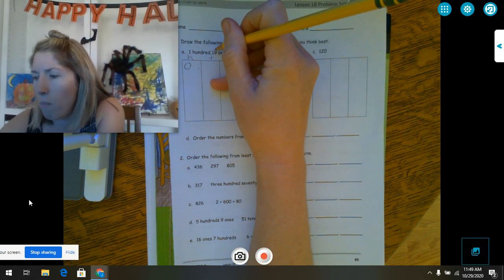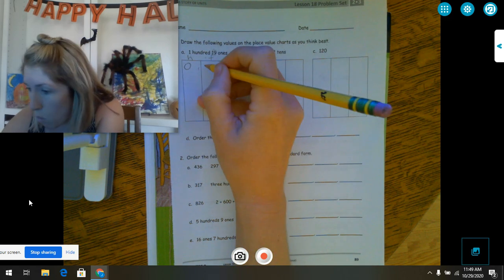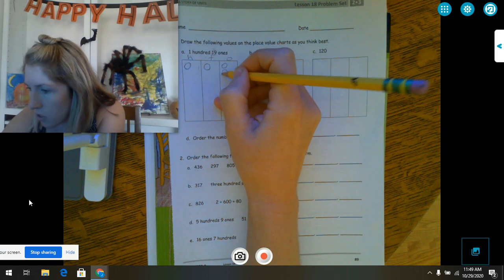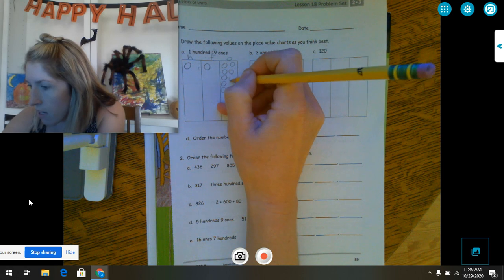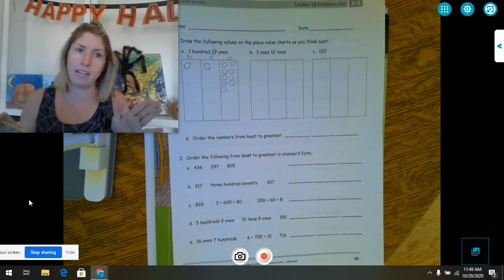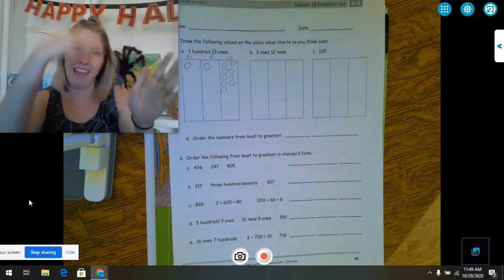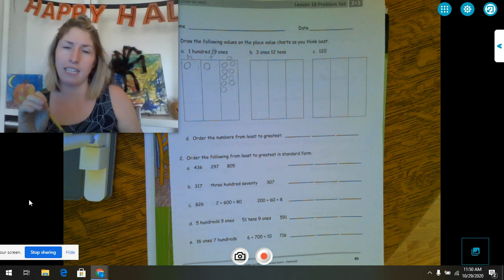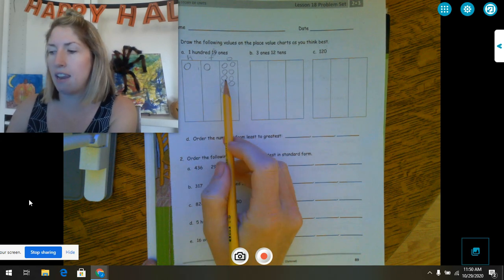19 has how many tens? The number 19 has 1 ten and 9 ones. 1, 2, 3, 4, 5, 6, 7, 8, 9. That is a much easier way to draw 19 than drawing 19 circles in the ones place. So we're going to draw it as a 10 and 9 ones, 19. So 119 ones is 100, 1 ten, 9 ones.